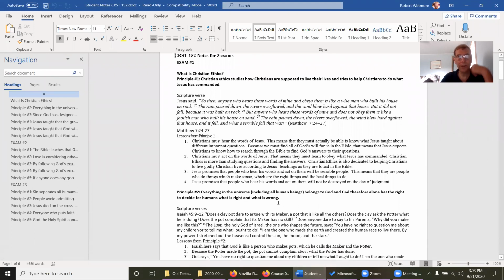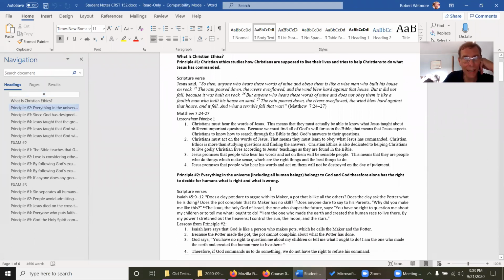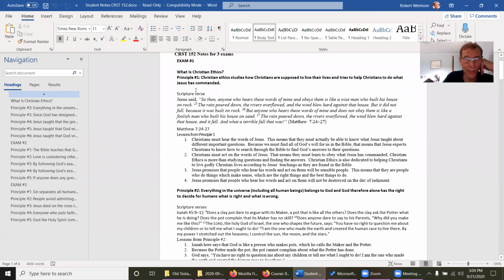So I'm just going to go through these notes for a second and look at them, try to get an idea of what they are. So I see that there's a principle, then I see there are scripture verses, and there's scripture verses here, and then I see there are 4 lessons from the principle. Now, there are always 4 lessons from the principle. And so here's each one of the lessons. These are based upon these words and this principle.